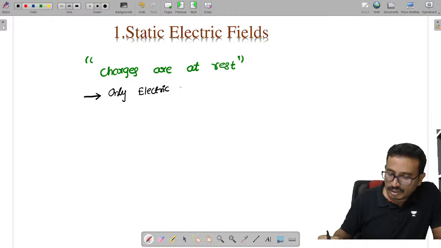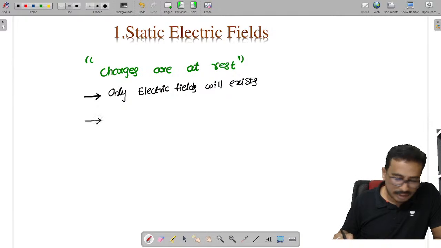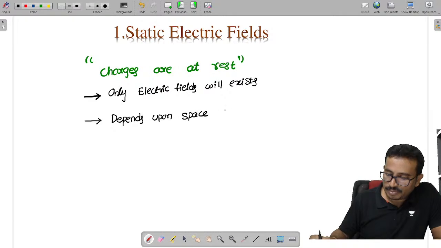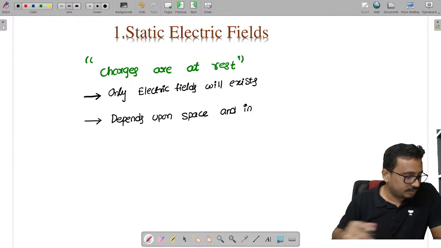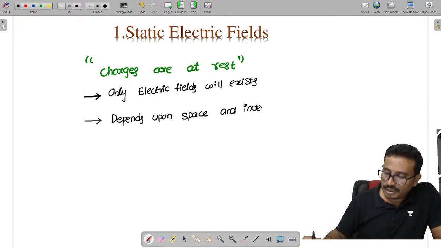Only electric fields will exist. Only electric field we have. And how are these electric fields? These electric fields depend upon what? These electric fields depend upon space and are independent of time.